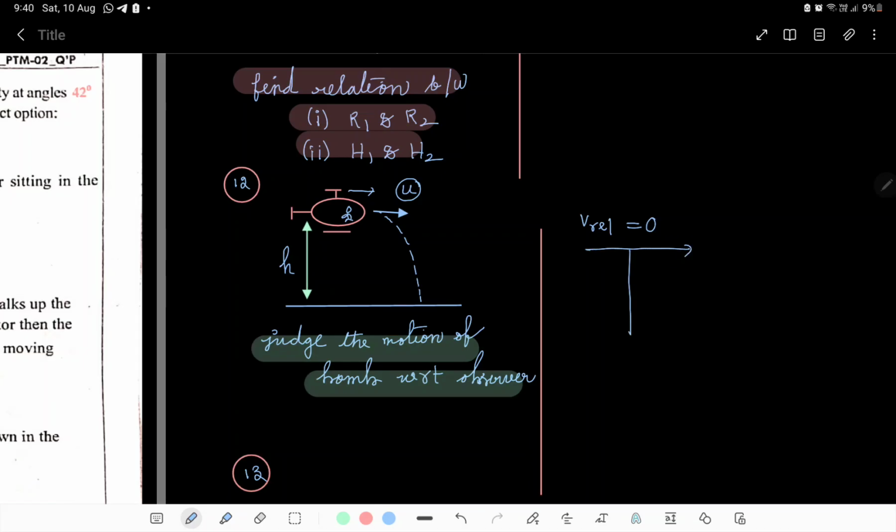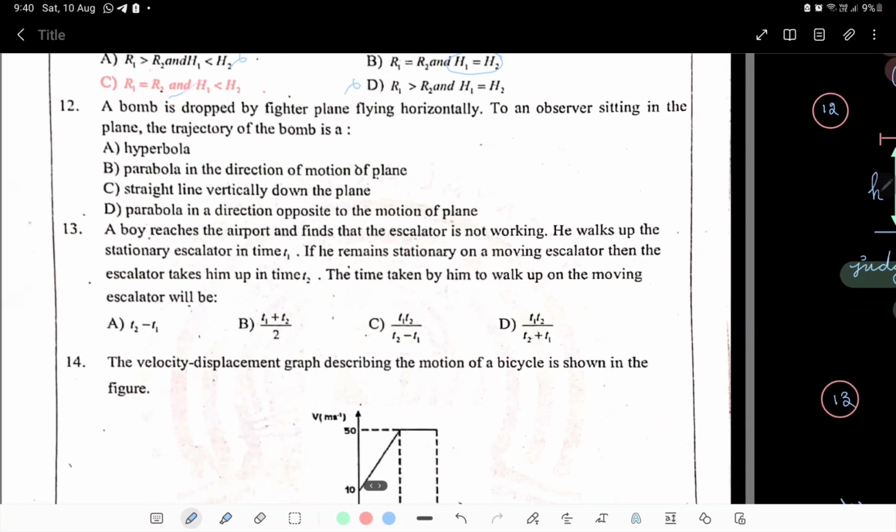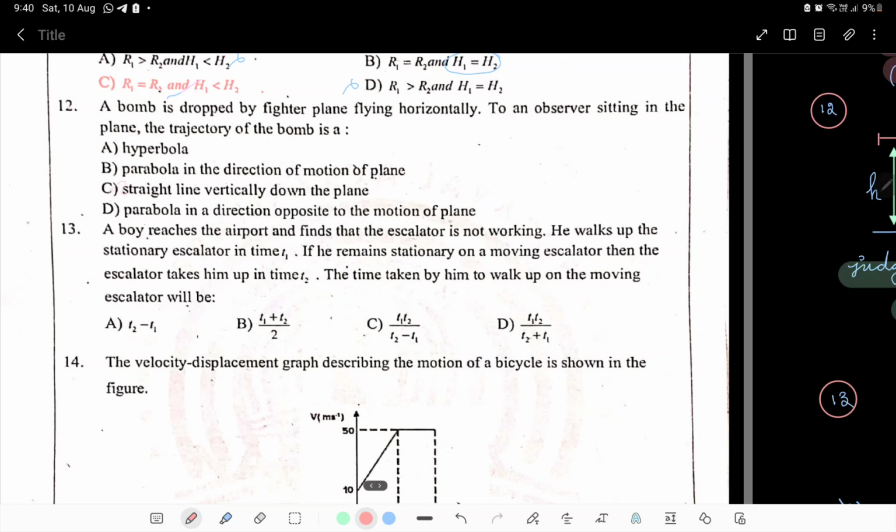If there is a relative horizontal velocity, then only the ball or bomb will move in a parabola. Since there is no relative velocity along the horizontal, the bomb has to move along the vertical, right? Along the vertical, because the relative horizontal velocity becomes 0. Therefore the answer for this question is this one, that is option what?